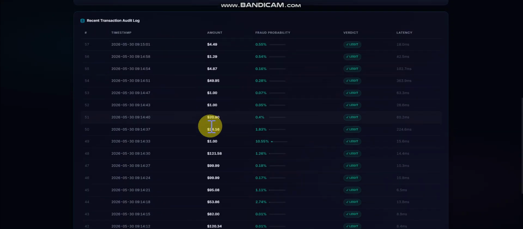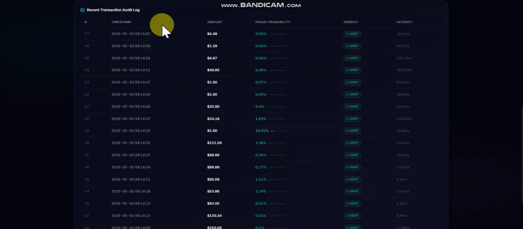So these are the recent transactions so far, and after every transaction, the fraud probability is shown. Also, it tells us whether it is legit or not.